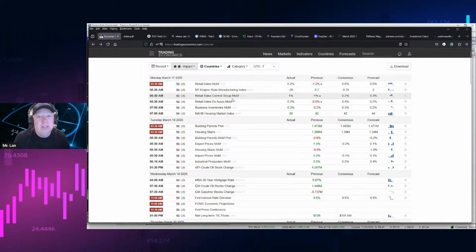So we got retail sales month over month, 0.3 up 1. So retail sales month over month is doing well.